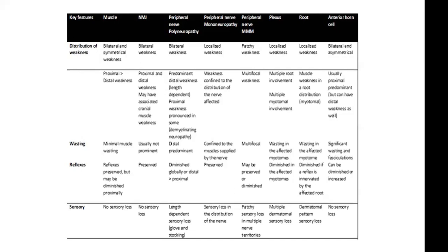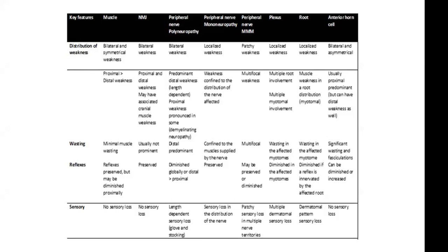So first identify the package. Now we are dealing with a lower motor neuron package, and then within that package, we are trying to figure out whether it is the muscle, the neuromuscular junction, the nerve, or the root. And there's a pattern for each, and that is pattern recognition from this point onwards.